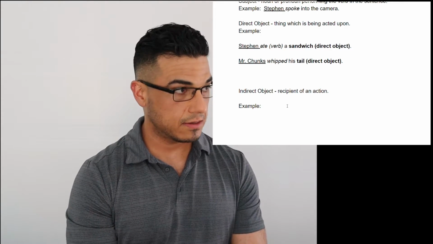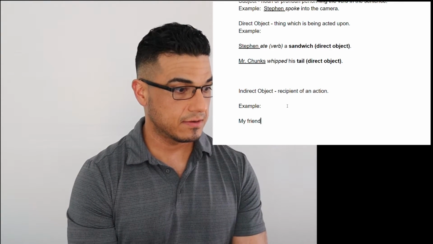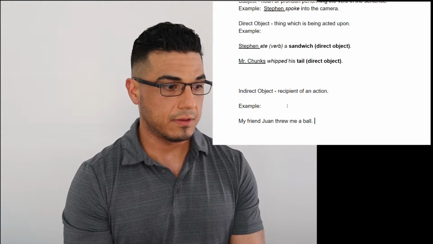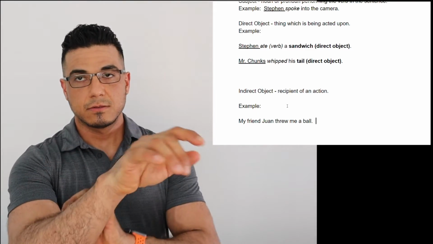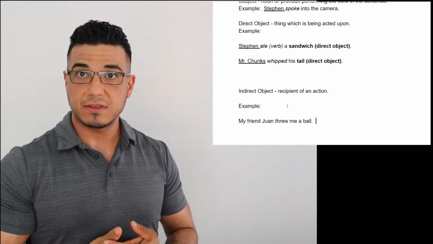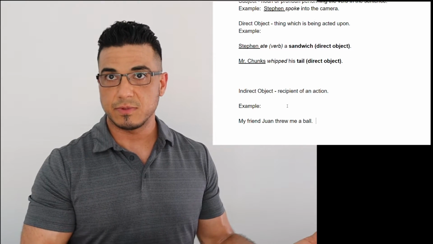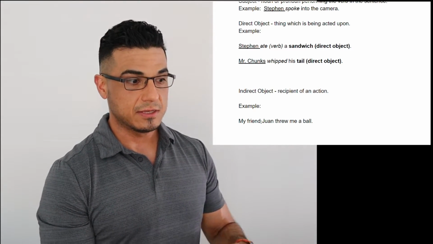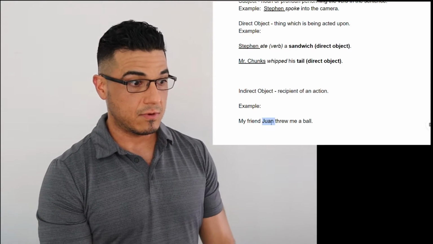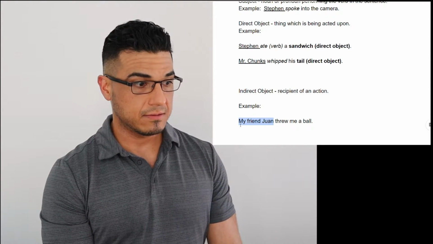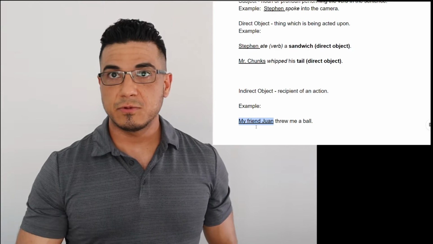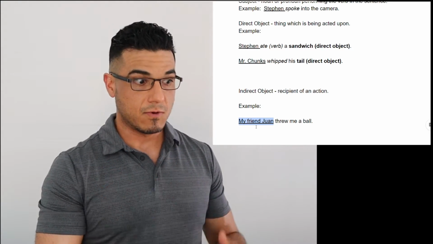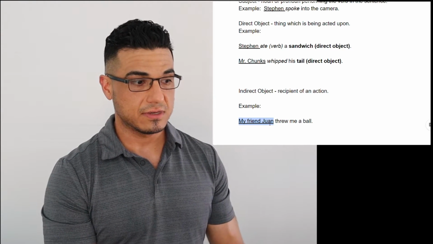Here I can say, my friend Juan threw me a ball. Okay, so let's break down the sentence a little bit, just to make it simpler for us to be able to identify the direct and indirect objects. So first, we've got my friend Juan, and really you can highlight or underline that phrase as the subject, right? Because it's my friend Juan. Really, it's Juan who's the subject.